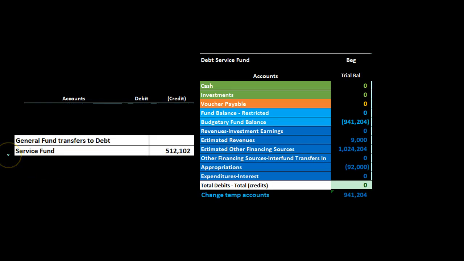Next item, we're going to say that the general fund transfers to the debt service fund. So we're going to have a transfer from the general fund to the debt service fund.